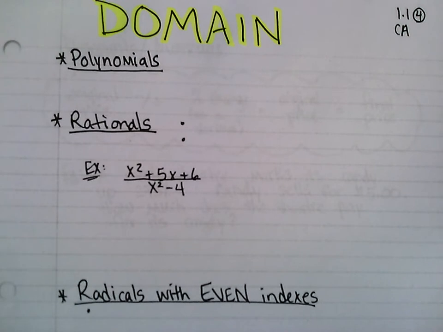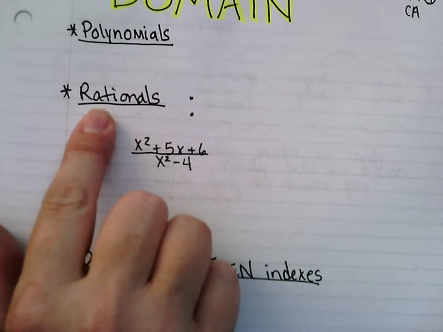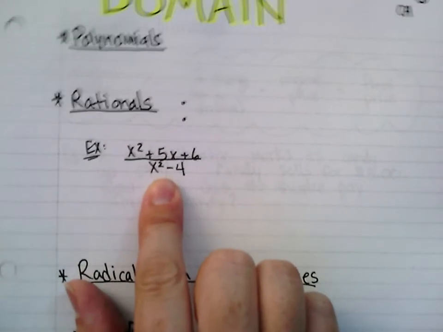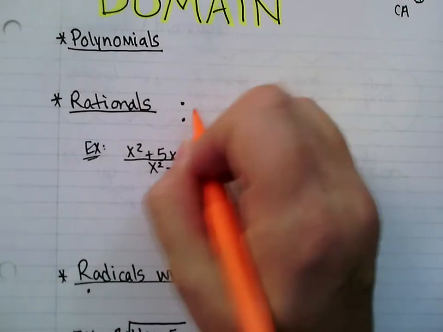So I kind of want to start out by telling you that if there are no restrictions, then the domain is going to be all real numbers. So what is a restriction and how do they happen? Well, we've already talked about one type of restriction, and that's when we have what we call rationals that look like this. Those are the ones that have variables in the denominators.